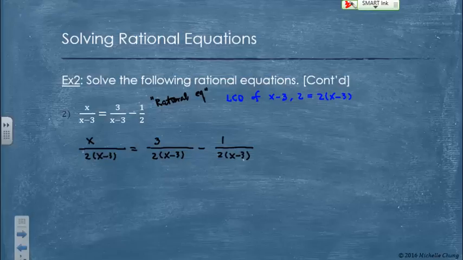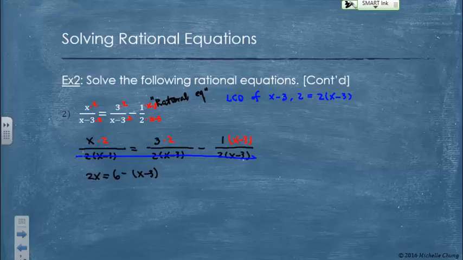And then compare the denominators. The first denominator, we multiply by 2. The second denominator, same, we multiply by 2. For the third denominator, we have x minus 3, so you have to multiply by x minus 3. And then multiply by 2 times x minus 3 everywhere, so we can cancel out the denominator. So now we have 2x equal to 6 minus x minus 3. You don't have to write 1 here.